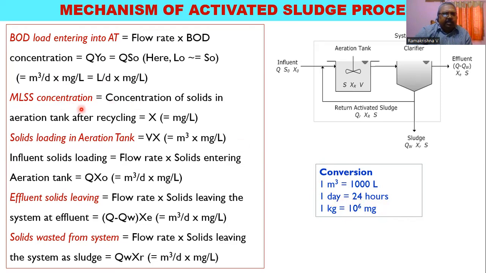Then MLSS concentration, we normally write this as X milligram per liter. Solids loading in the aeration tank is nothing but the volume of the tank multiplied by the aeration tank MLSS, so meter cube into milligram per liter. So influent solids loading is equal to Q into X naught. Q is the volume discharge, and solids loading is Q X naught.